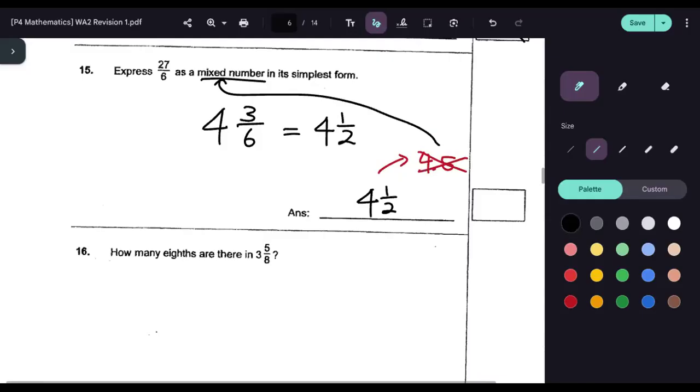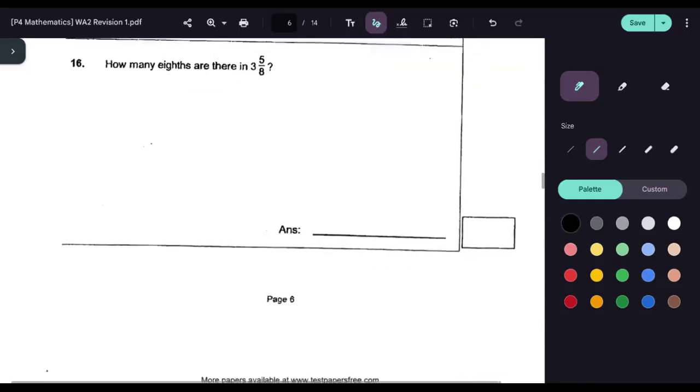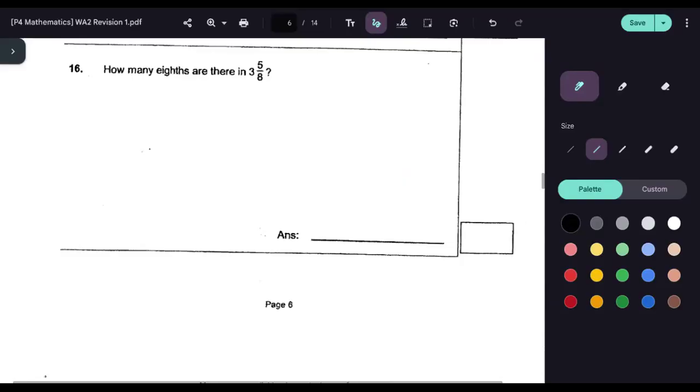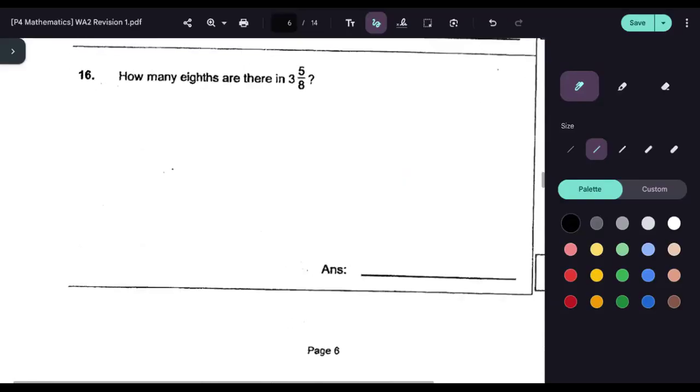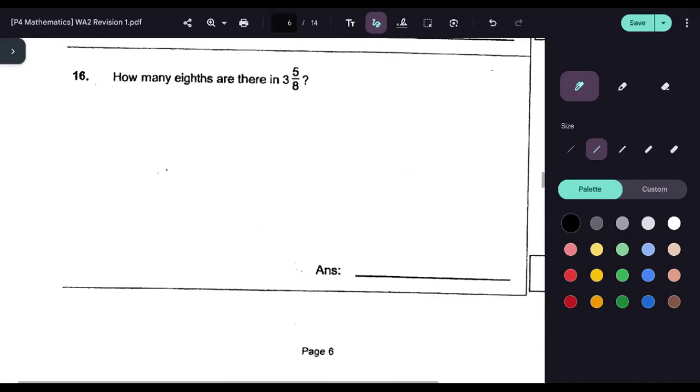Okay, great. Let's go on to the next one. Question 16. How many 8s are there in 3 whole 5 over 8? Okay, 3 whole 5 over 8 equals to something over 8. Basically, they're asking you to change this into improper fraction.